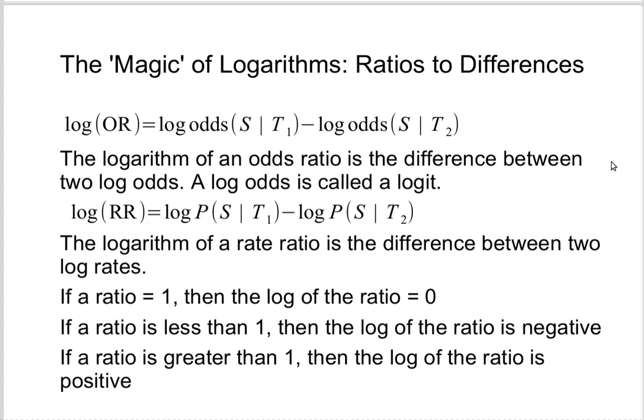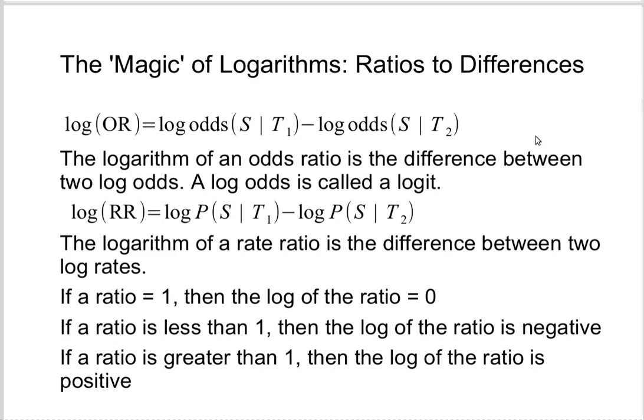It turns out that the logarithm of an odds ratio is the difference between two log odds. And the log odds is called a logit. Aha. Now we can also take the logarithm of a rate ratio, and then we get the log of the probability of success with pretreatment 1 minus the log of the probability of success with pretreatment 2. So the logarithm of a rate ratio is a difference between two log rates.